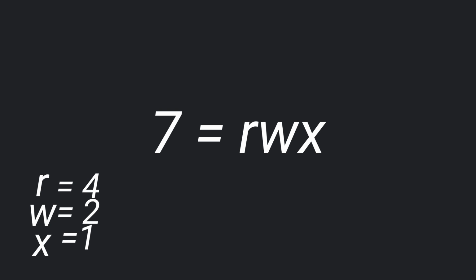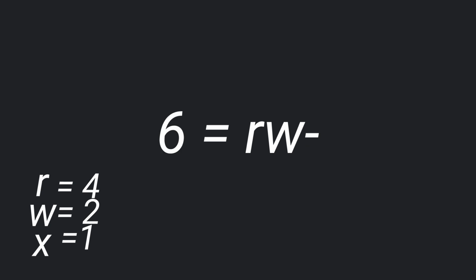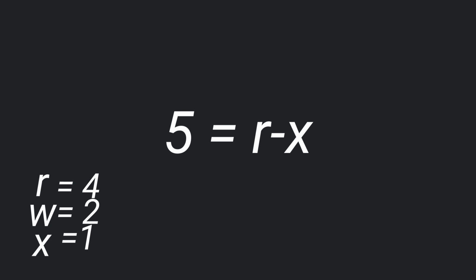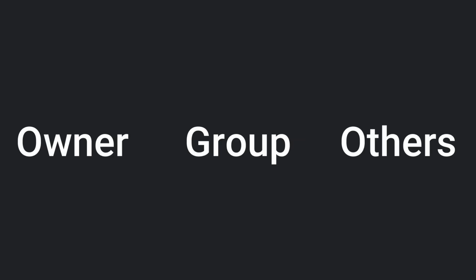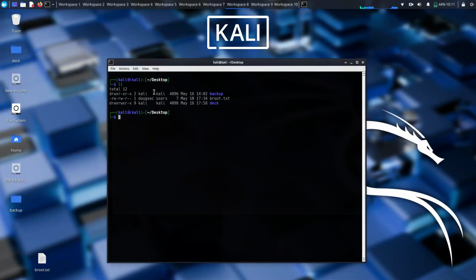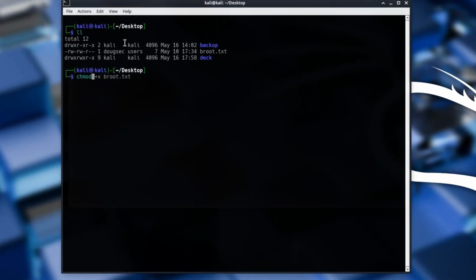The total 7 means full access of read, write, execute. 6 means only read and write is set. 5 means only read and execute. 4 means read only. Permissions are still set in the order owner, group, and others. chmod, short for change mode, is how you modify these permissions.